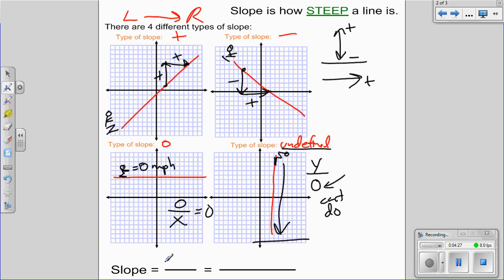So again, what's the slope? It's going to be rise over run. Let me put run down here, kind of run out of room. And again, it's the y value minus the x value.